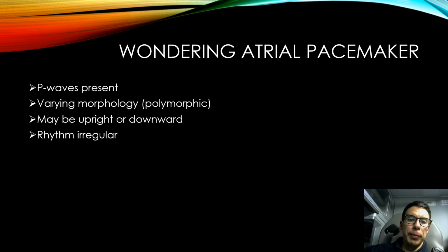But the rules for it, there must be present P waves. There will be varying morphology in those P waves, so it'll be polymorphic P waves. Maybe upright or downward depending on where they are, which also we'll talk about in the next slide. And it will be an irregular rhythm.